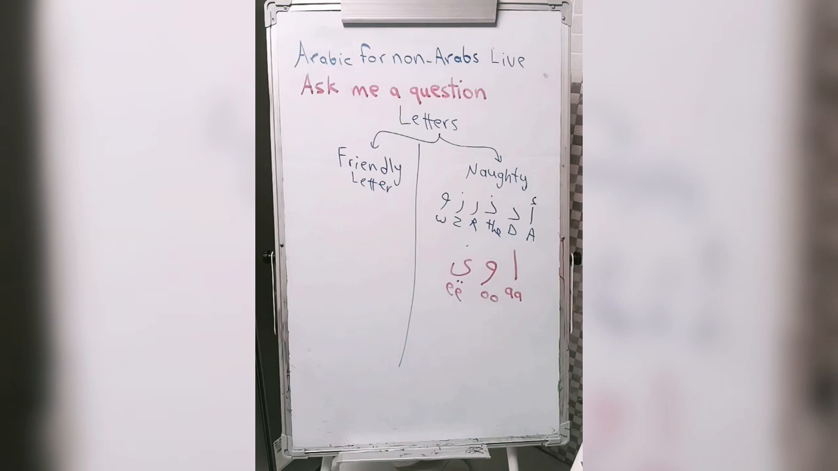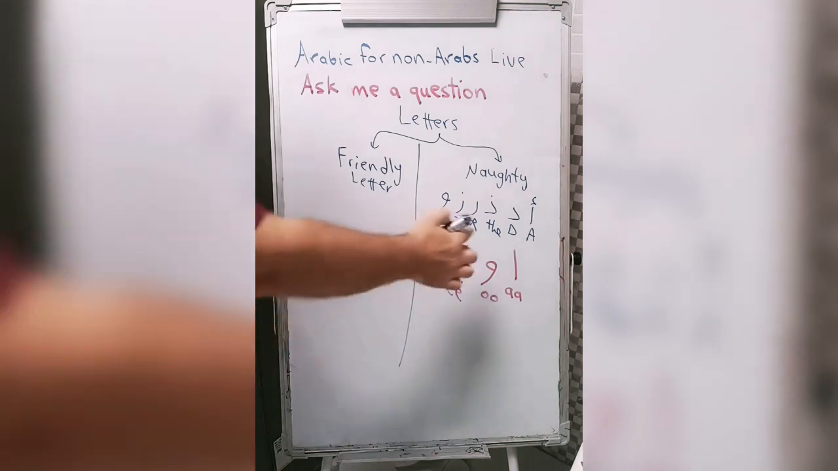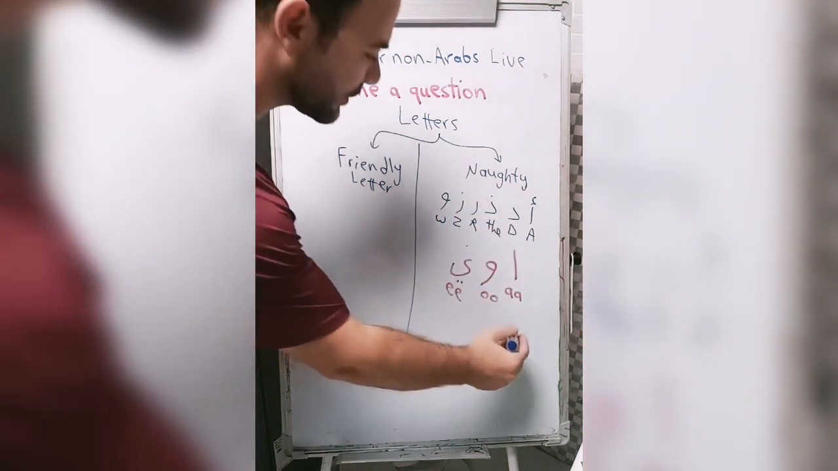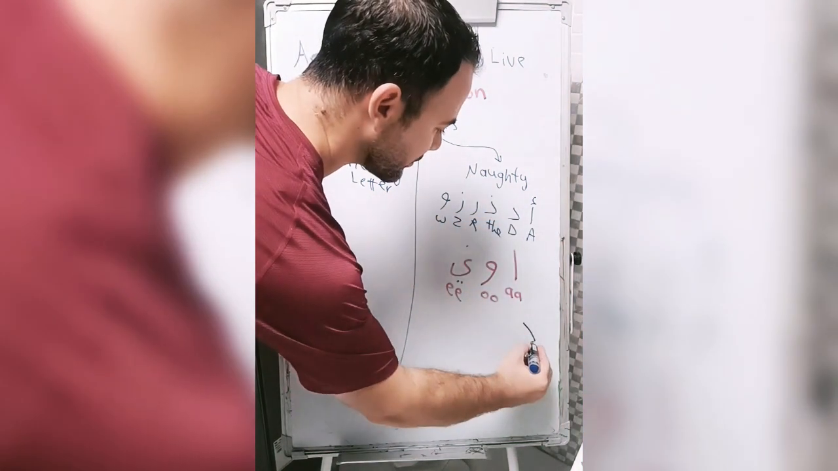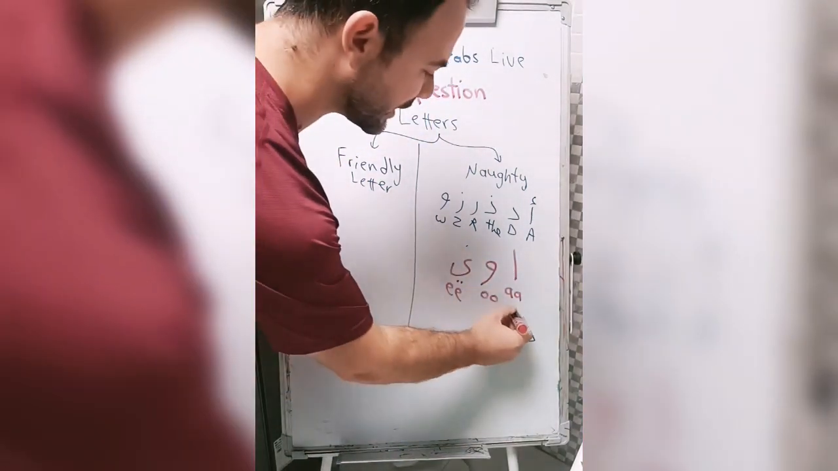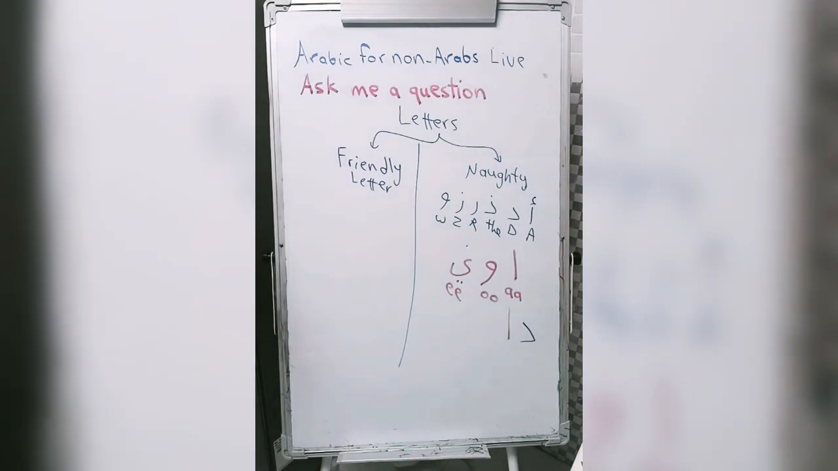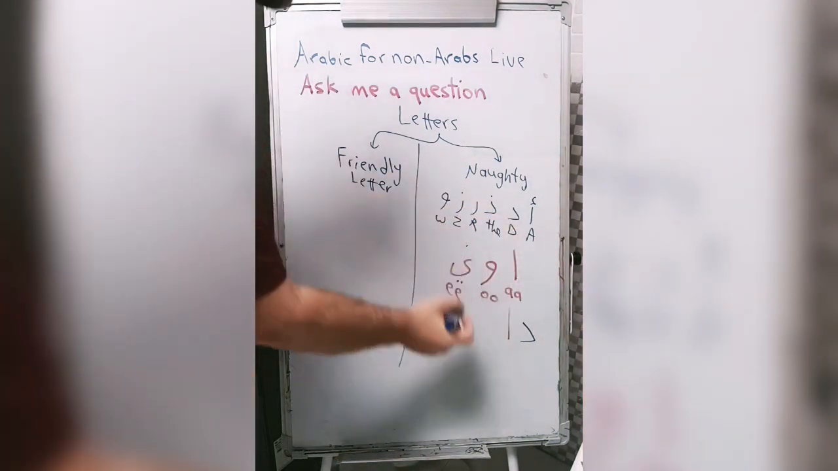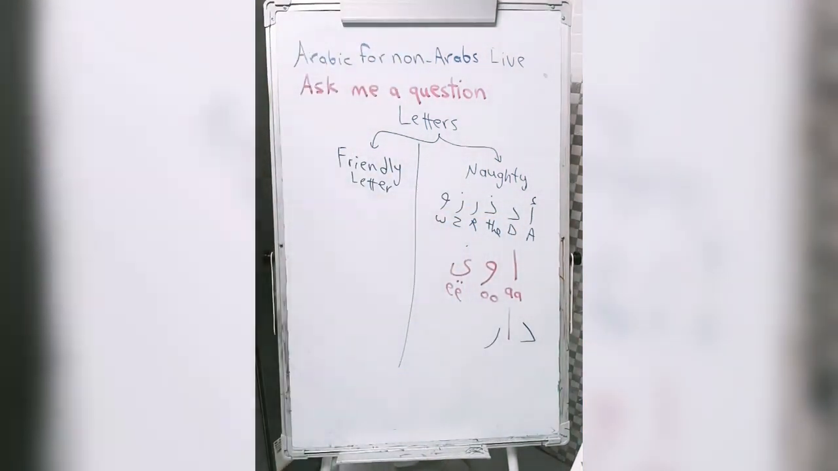For example, let's make a word. I'm going to choose one of these letters. Let's say da. And then I'm going to choose another sound, which is a. And then choose any letter of these. Let's say r. And this word is dar, and dar is house. Evie, does it make sense?